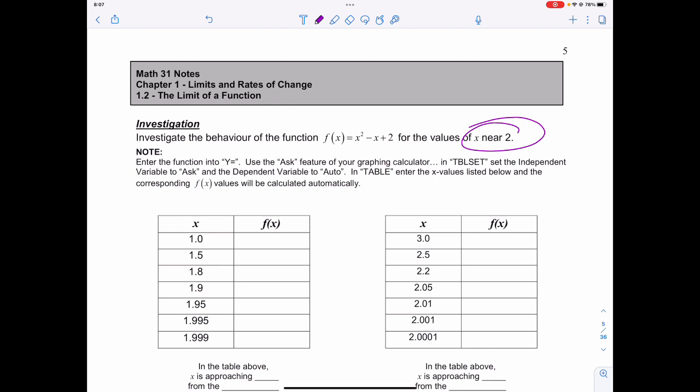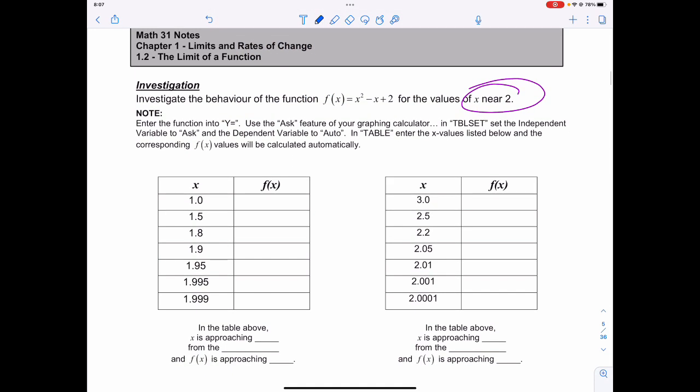When we enter the function y equals into our calculator, use the ask feature in your graphing table, and then we can pull up a table set to find what all of these values are. In order to legitimately just plug in, okay, I want 1.0 for x, 1.5 for x, 1.8 for x, 1.9 for x, and so forth. If you're having troubles with this, then come and see me in class or in tutorial time.